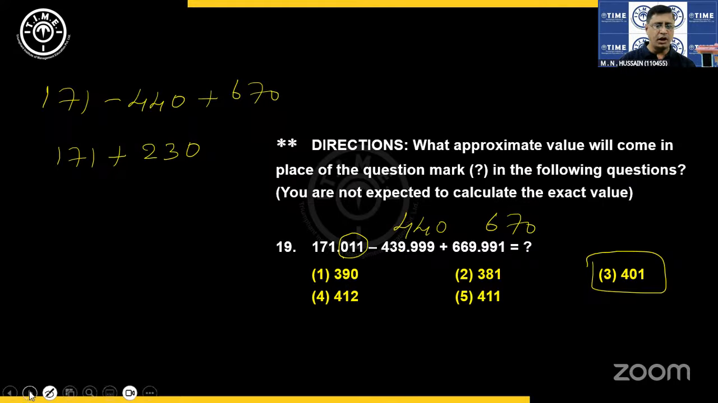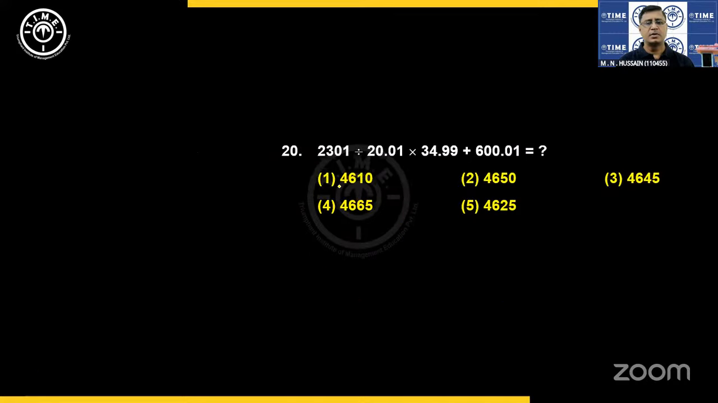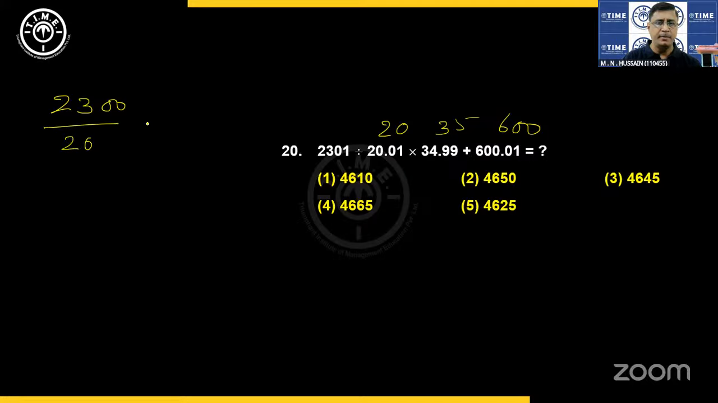Now look at the next example on your screen. 2301 divided by 20 into 35. And I'm taking it as 20, it is 35 and 600. 2301 means I'm using the nearest value, that is 2300 by 20 into 35 plus 600. Simplify this. Now 20 in 100, it goes 5 times. 5 times of 23 means 115. 115 into 35 plus 600.